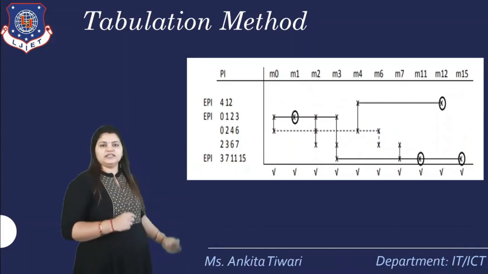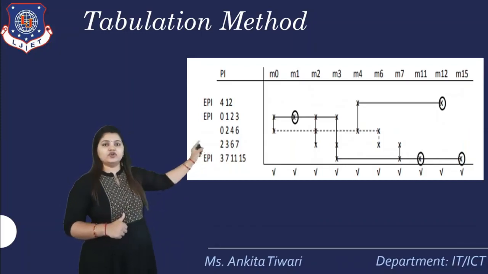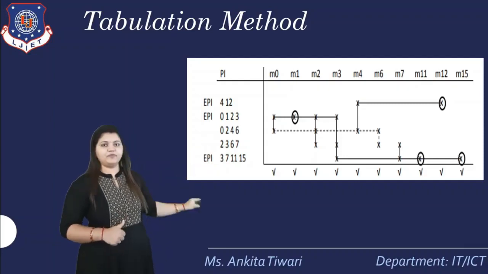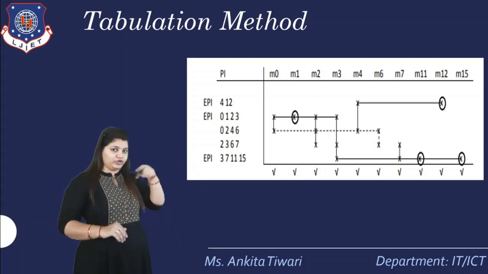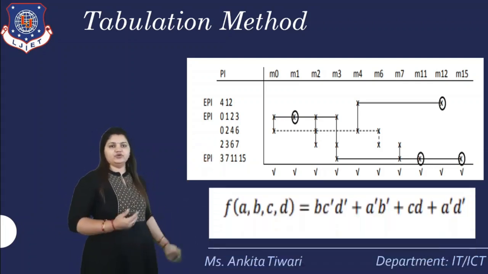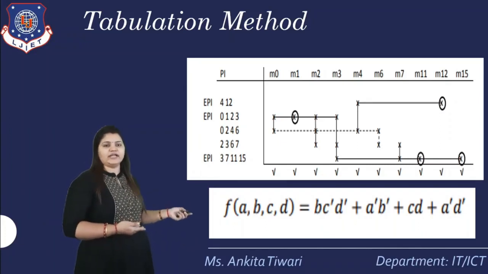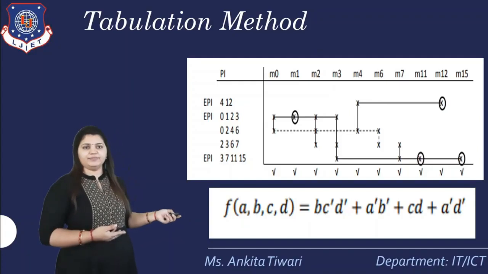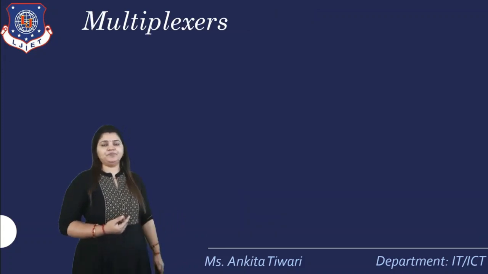Now as you can see, these terms that we have put in the last term, the 0 and 0, but here I have put the terms that are never used. That means we have not put a tick mark there. So those terms I have put here, and the reduced answer we get is 4 terms, 1, 2, 3 and 4. That is B C bar D bar plus A bar B bar plus CD plus A bar D bar. So this is what the tabulation method is in K-map.